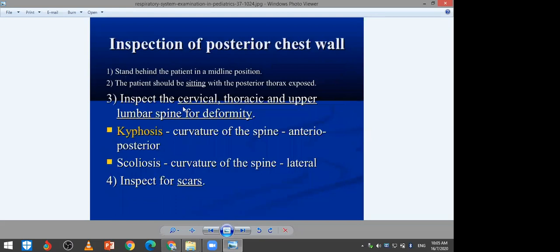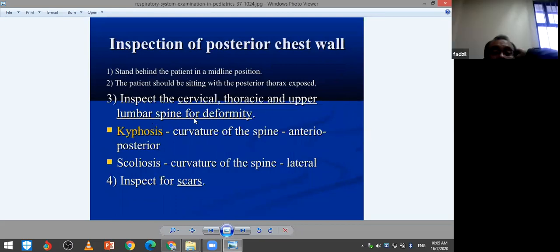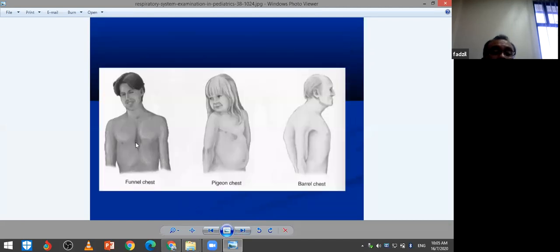Thank you, doctor. Look at the thoracic spine and deformity, inspecting for kyphosis, which you all know from orthopedics, curvature of the spine in the anterior-posterior direction, and scoliosis, lateral curvature of the spine. Inspect for scars. It is important to know kyphosis and scoliosis because the shape of the chest tells you the shape of the lung. You see here funnel chest, some congenital. This is a pigeon chest.